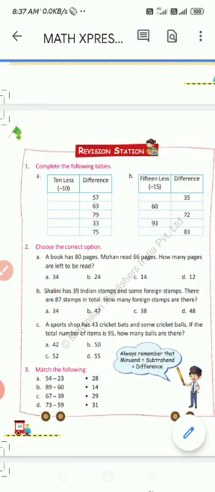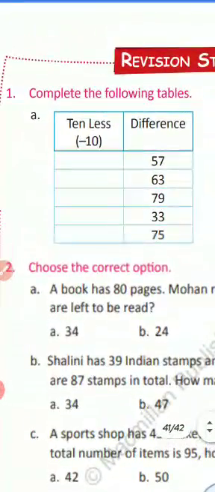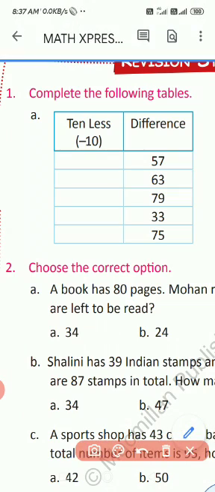Question number 1 is complete the table. In the first column 10 less number, in the second column difference number. So there are five numbers written in the difference column, and we have to subtract 10 from all the given numbers.